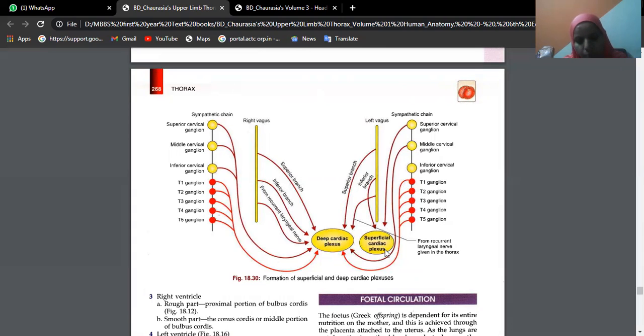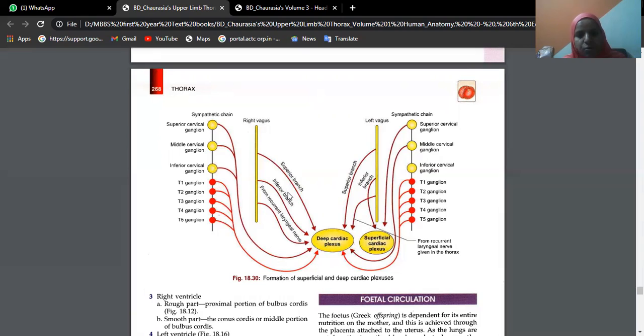Now, when you talk about superficial cardiac plexus, so what are the nerves? We have inferior branch coming from the vagus nerve. Then we have branches coming from sympathetic chain contributed from superior cervical ganglion. So these two are contributing for superficial cardiac plexus. Rest all are contributing for deep cardiac plexus. What are those? Superior, middle, inferior cervical ganglion.